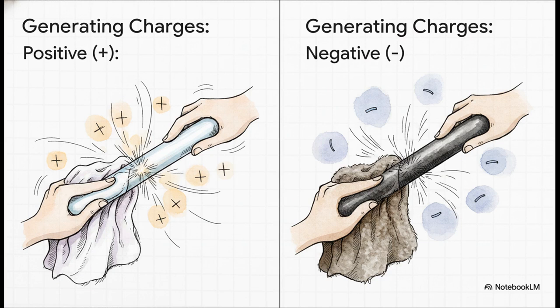Friction. Depending on exactly what materials you rub together, you generate different invisible charges. For example, if you rub a glass rod with a piece of silk, that glass rod actually gains a positive static electric charge. But if you take an ebonite rod, which is just a fancy term for hard rubber, and you rub it with wool, it picks up a negative static electric charge.